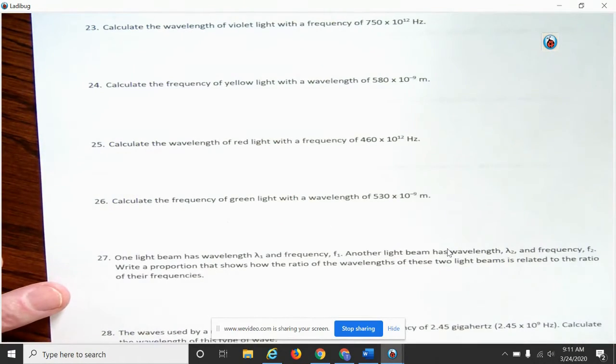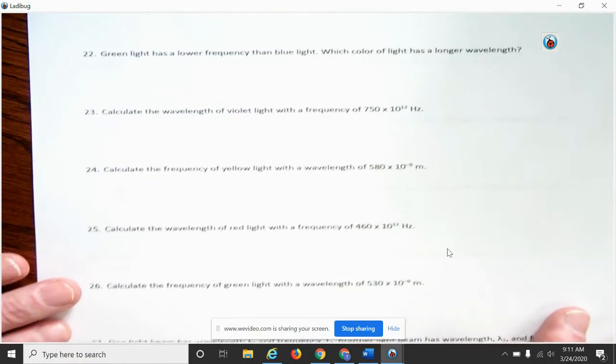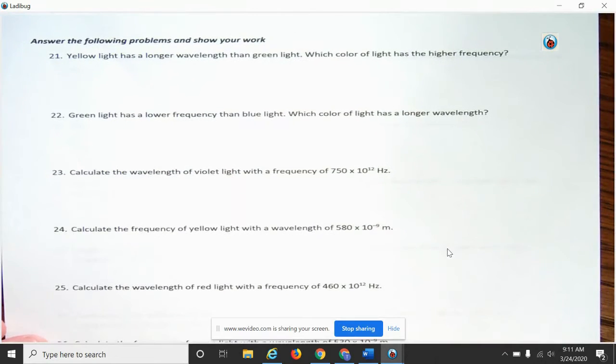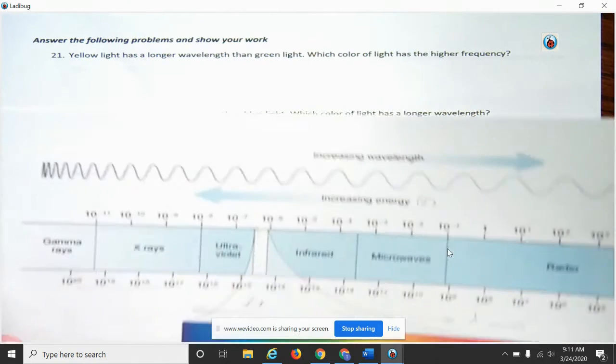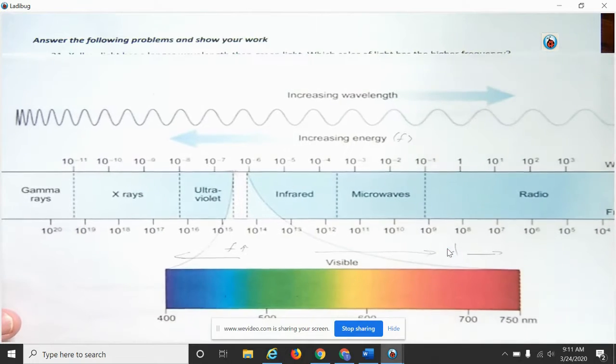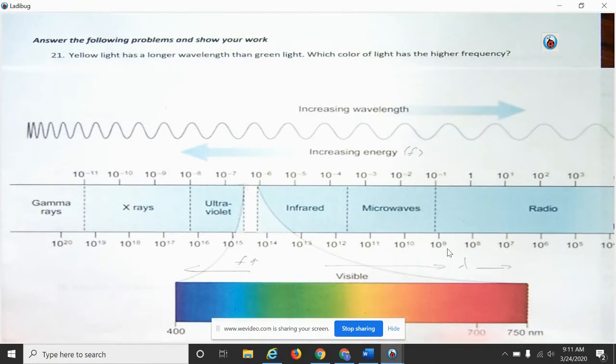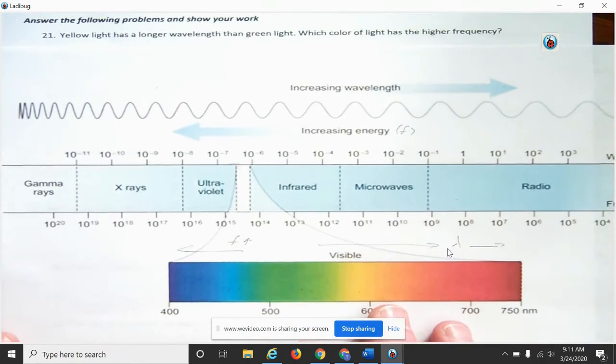Now, the part I want to help you with the most is this page here. This is the short answer part, if you can call it short answer part. If you go back to that diagram on the very first page, there was an electromagnetic spectrum. Now, I've got one in here that's in color too. We can use it to kind of work through some of this.